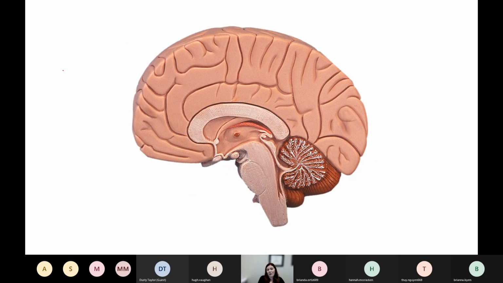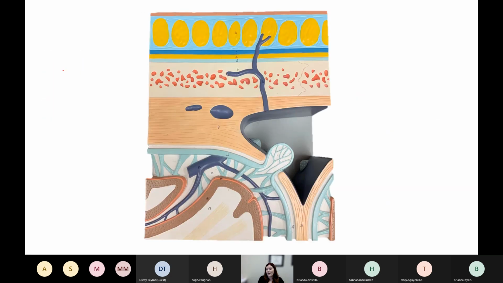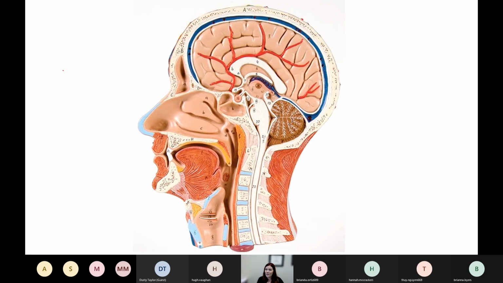To talk about the other parts of the brain, I actually want to bump you to this model. Can you confirm for me? I think it's on page 5. Is that accurate, that this model is on page 5 of your packet?